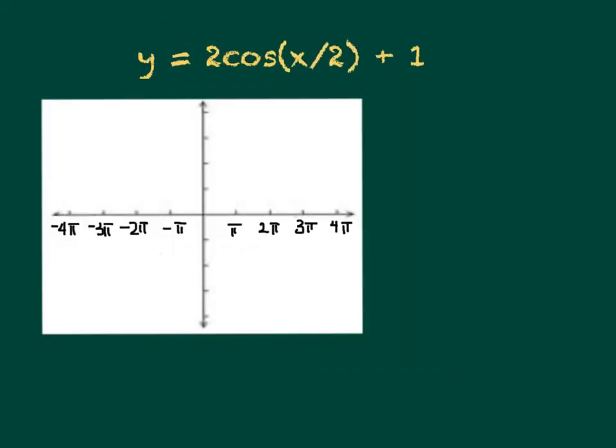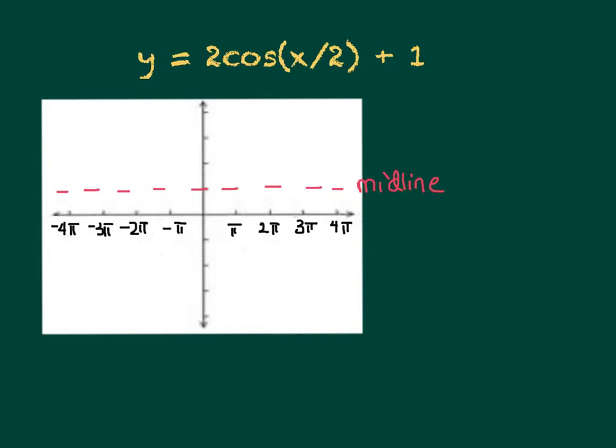Let's look at one more example, this time when we have a cosine function. As I mentioned already, the first step is always to identify the midline. In this example, the midline is a positive 1. So I'm going to draw in my dashed midline at positive 1, and I'm going to label it as the midline. The next thing to do is to identify the amplitude. In this example, the amplitude is 2.